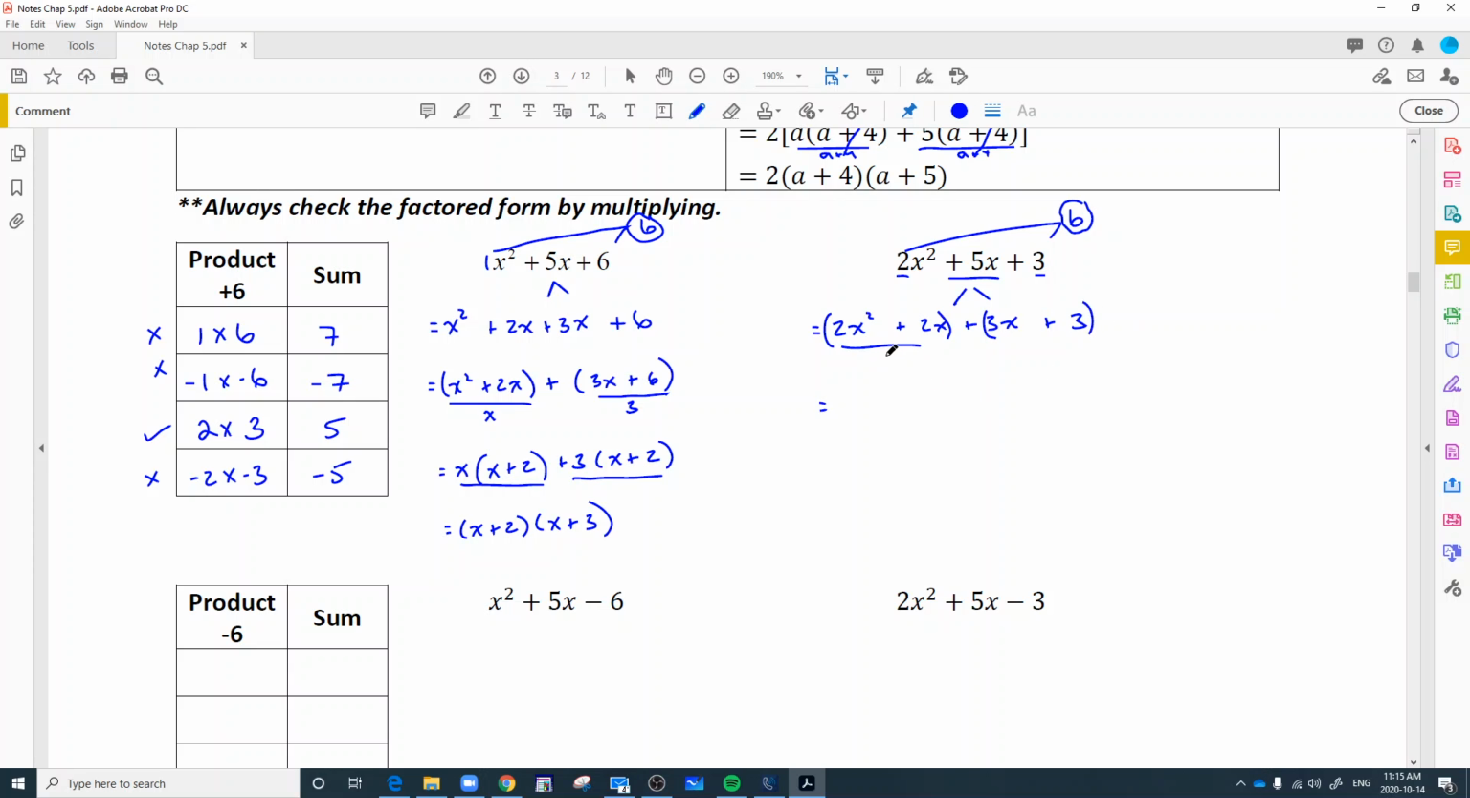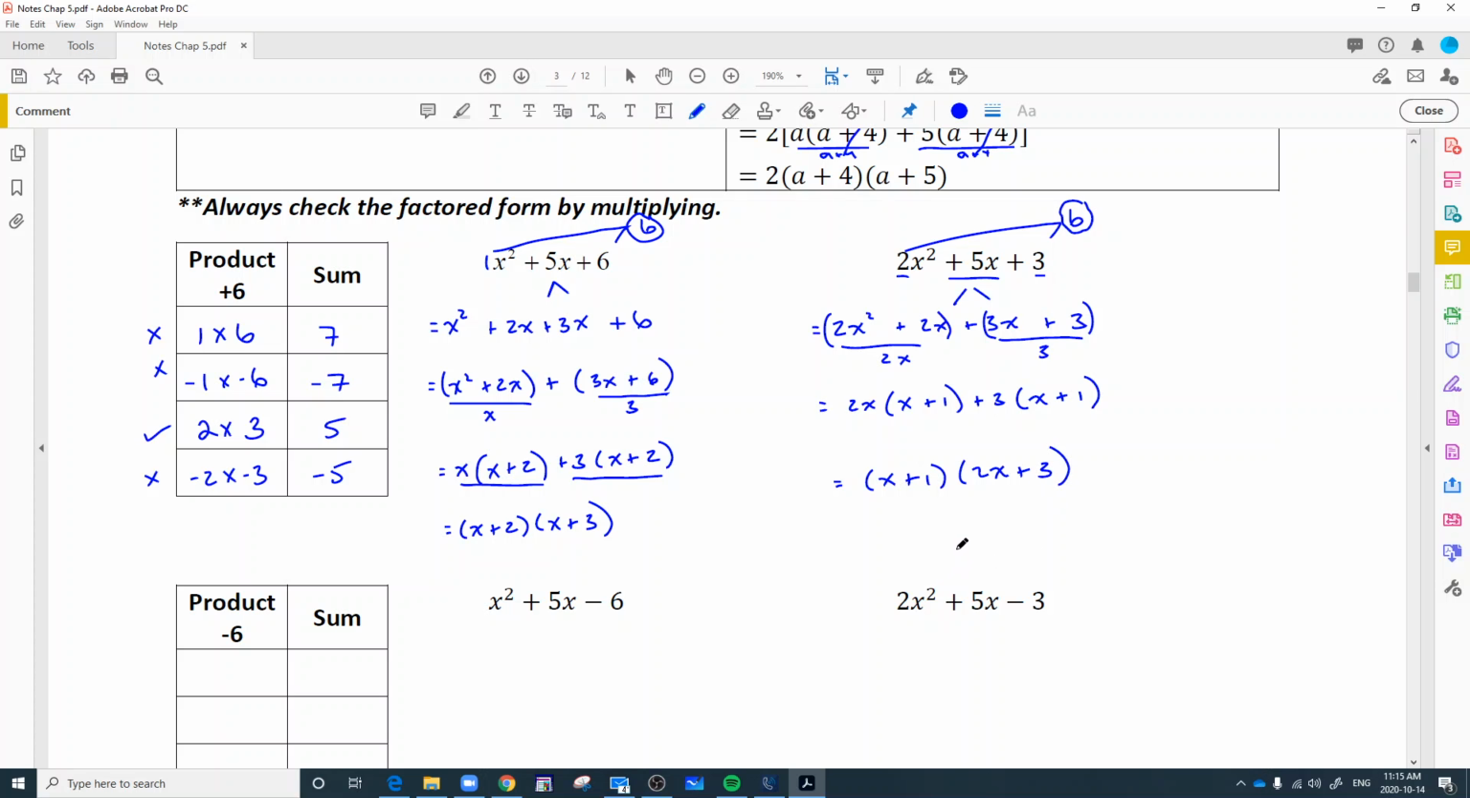And so out of this first group, I'm going to greatest common factor out a 2 and an x, and I'll be left with x plus 1. Out of the second group, I'm going to greatest common factor out a 3, and I'll be left with x plus 1. I'm left with a binomial with a common factor of x plus 1 and 2x plus 3.